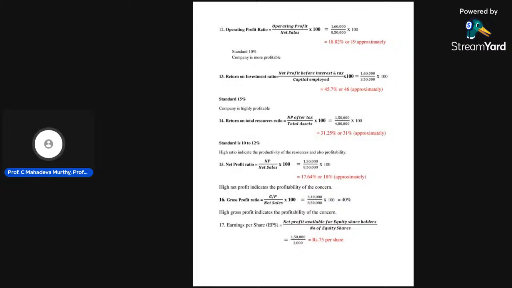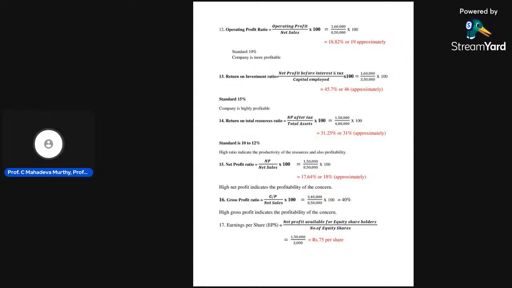The next one, return on total assets ratio. Net profit after tax divided by total assets into 100. Net profit after tax is 1,50,000. Total assets is 4,80,000 into 100. This is equal to 31.25, approximately 31%. Here standard is 10 to 12%. A higher ratio indicates that the productivity of resource utilization is more, and also the profitability. That is the meaning of that. These ratios are most important.